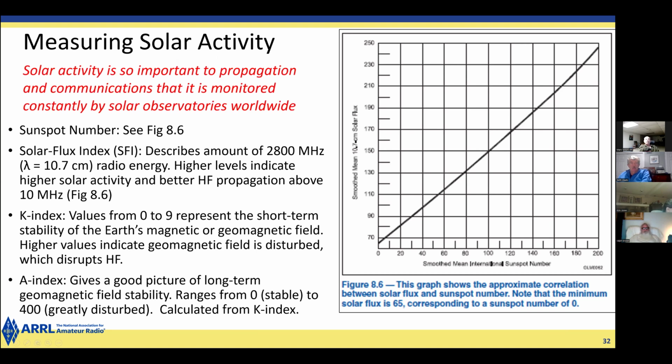The sun is monitored by solar observatories around the world that cooperate, and it turns out that in the short term you can get reasonable predictions based on current conditions. Again, they're not exact, but they are good enough to be useful.